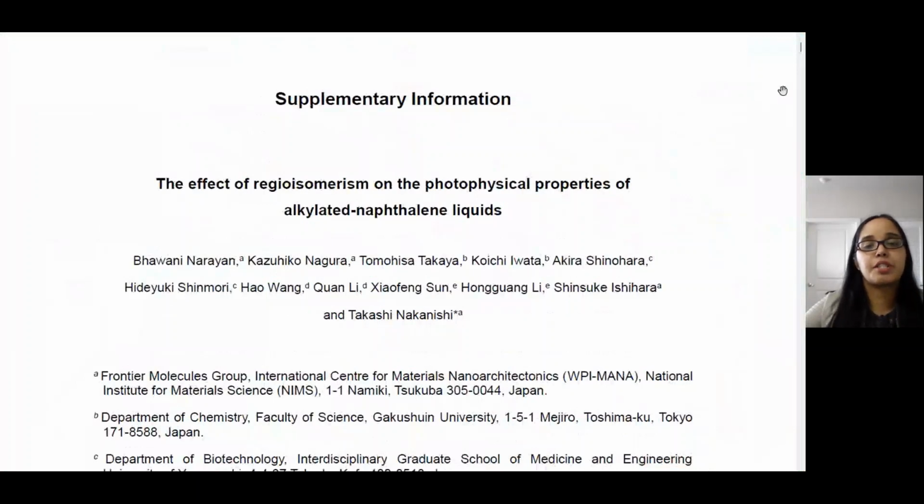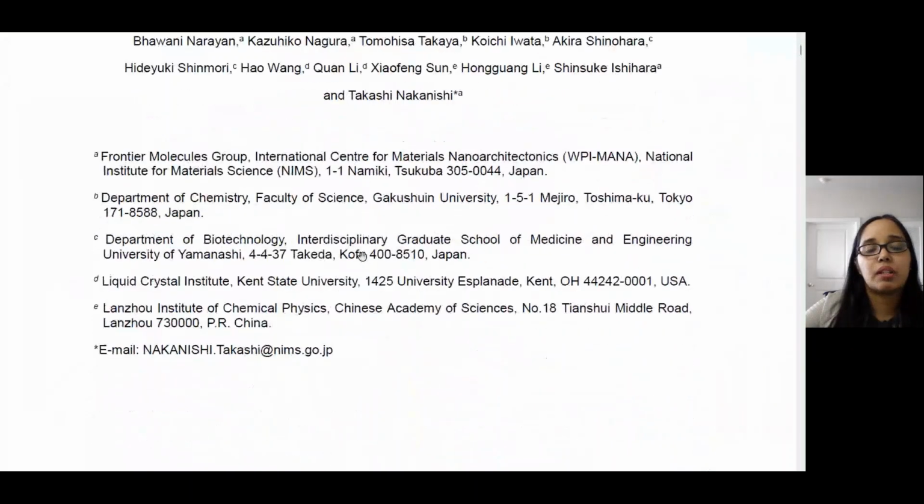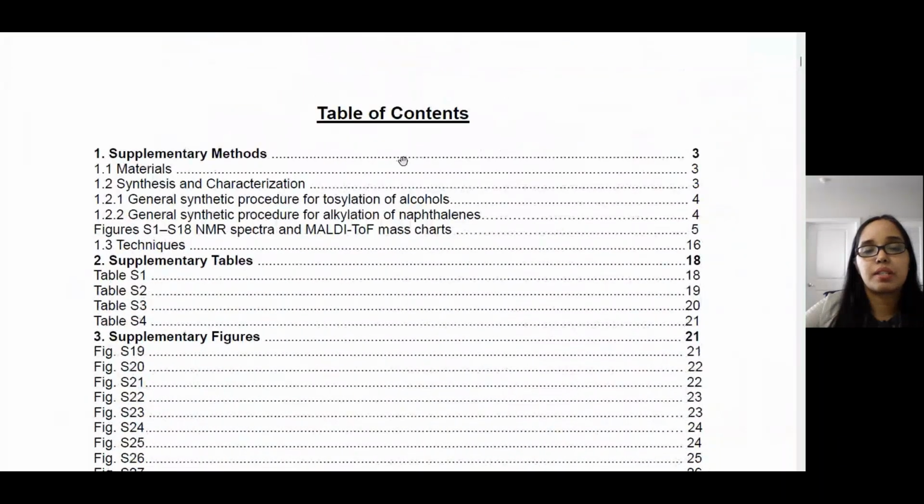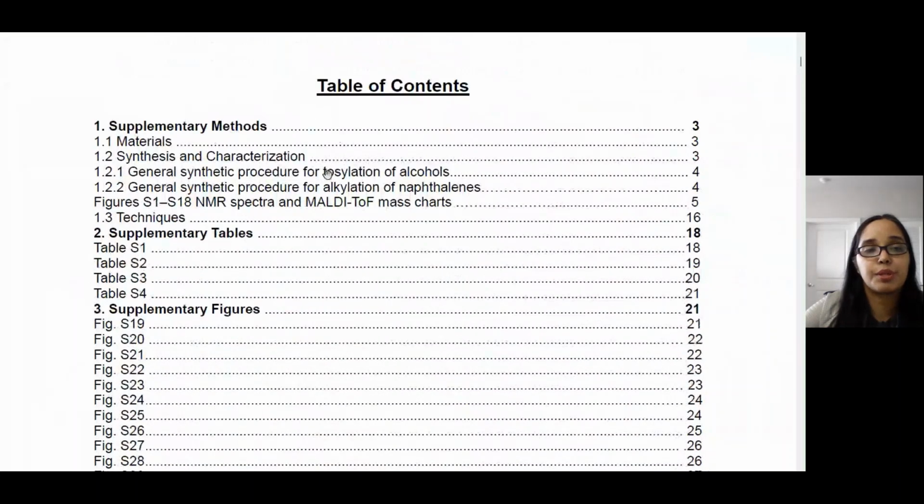The supporting information or supplementary information consists of a lot of pages and a lot of information. So first it will have the title of the paper, it will have all the authors, this is me, and it will have all the affiliations of the people, and then there'll be a table of contents. So it depends on the author and the publishing people how much you are going to write in the table of contents, how its design is going to be. This is a very systematic table of contents, so I'm showing you this.